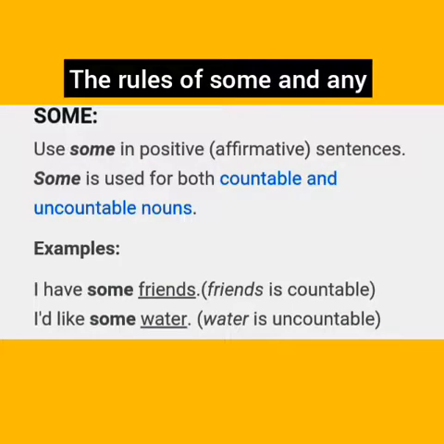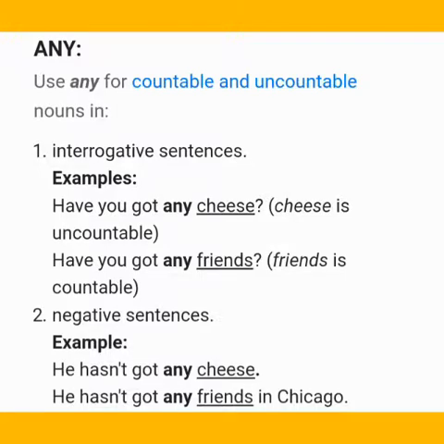Now look at the rules for how to use some and any. Use some in positive affirmative sentences. Some is used for both countable and uncountable nouns. Examples, I have some friends. Friends is countable. I'd like some water. Water is uncountable.